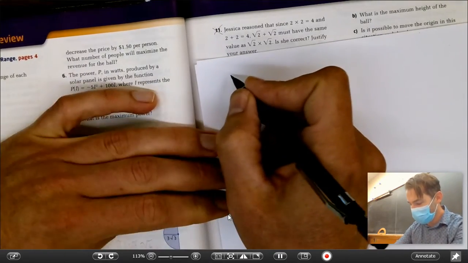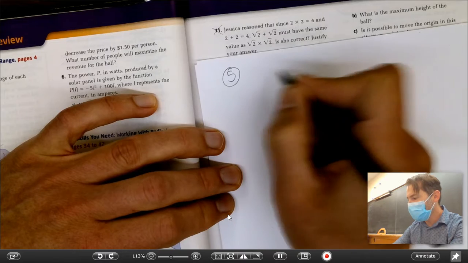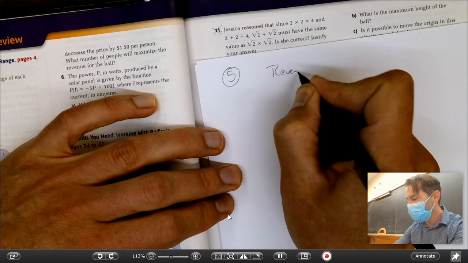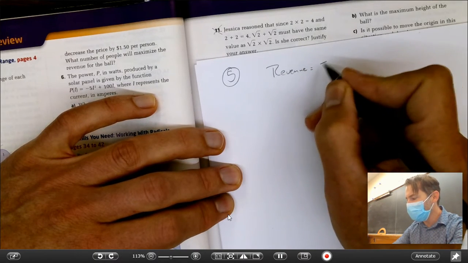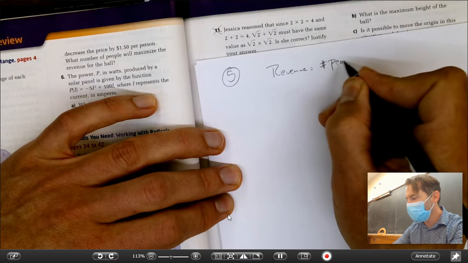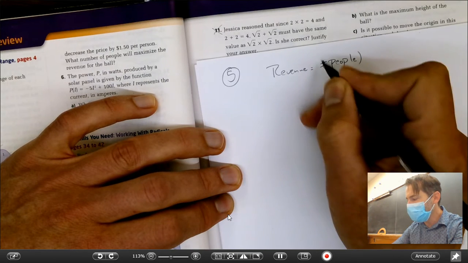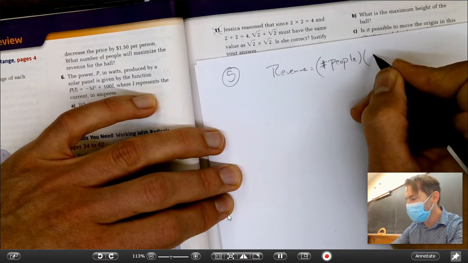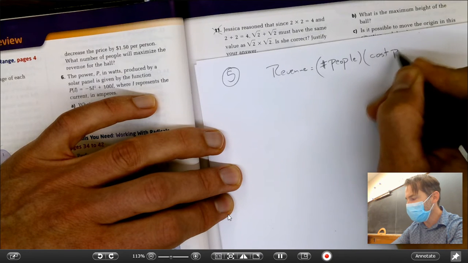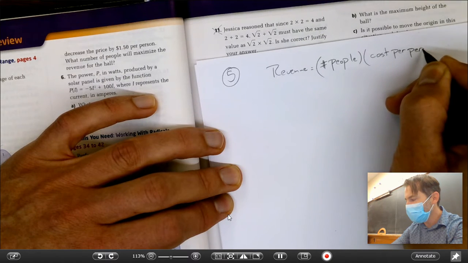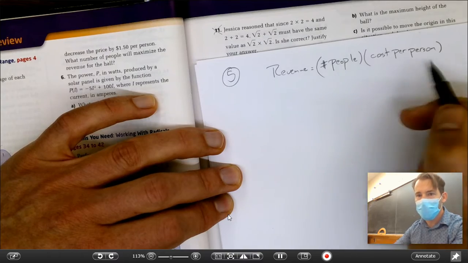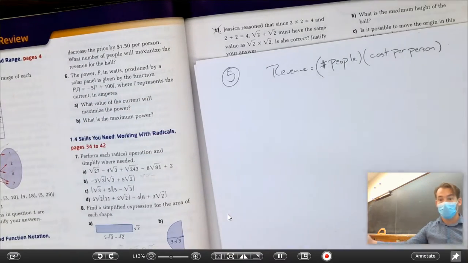We would have here number 5, revenue is equal to number of people multiplied by cost per person. And that should make intuitive sense. That's just like how they're going to make money.